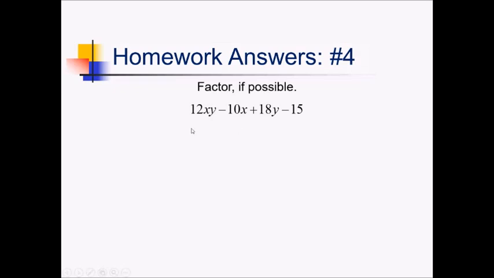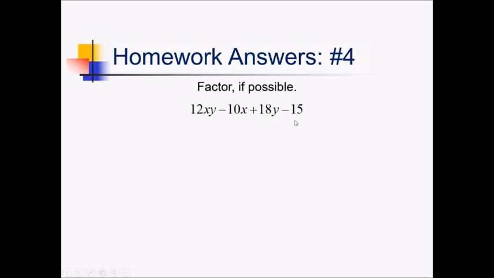For this problem, trying to factor these four terms, taking a look to see if I have any common factors in the very beginning, it doesn't look like I do. I've got a 12, a 10, an 18, and a 15. Those are not all divisible by the same number. And in terms of variables, the first two terms have x's, but nothing else does. And the first and the third term have y's, but nothing else does. So we can't really take out any variables either.